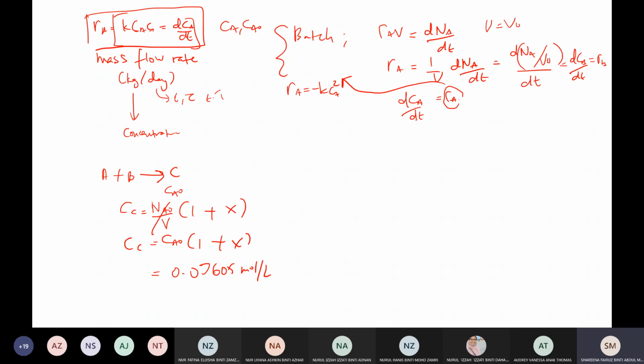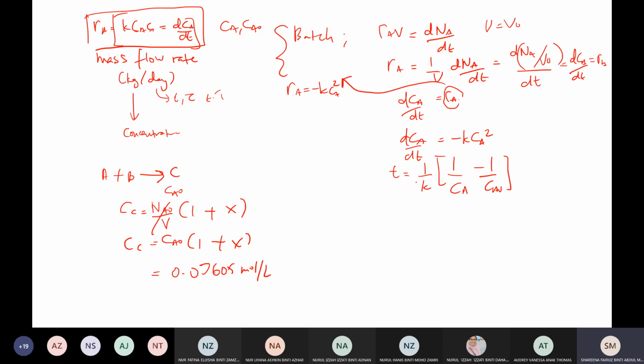So from there, replace dCA over dt. Of course, you have to replace it because you want to integrate it in terms of CA. So RA cannot stay as it is, it must be a function of CA. So it is equal to negative K CA to the power of 2. Alright, so you integrate it in order to get T equal to 1 over K, this one is from topic 4, times CA minus CA0. Okay, you will get the T.